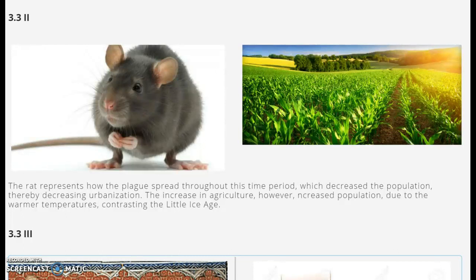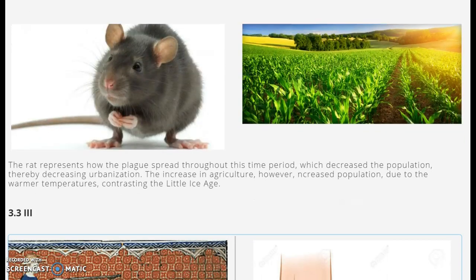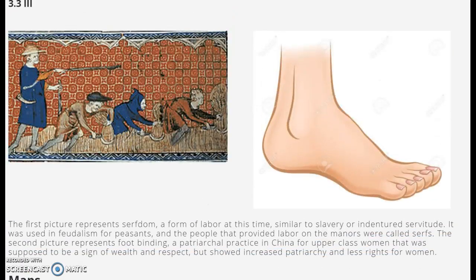The second one is agriculture, and if you had an increase in agriculture, it would increase the population and the amount of trade. And if you had a decrease in agriculture, it would decrease population. Then the third one represents serfdom, or basically slave labor, which was once again a new form of labor.